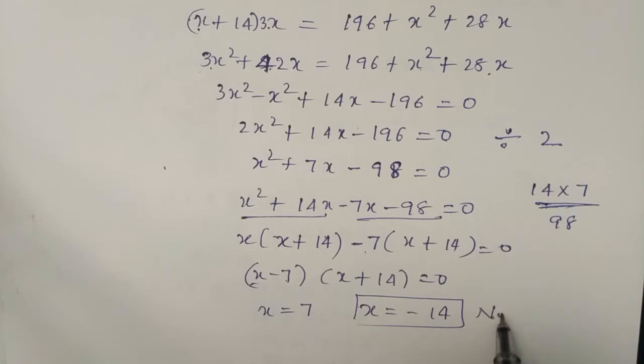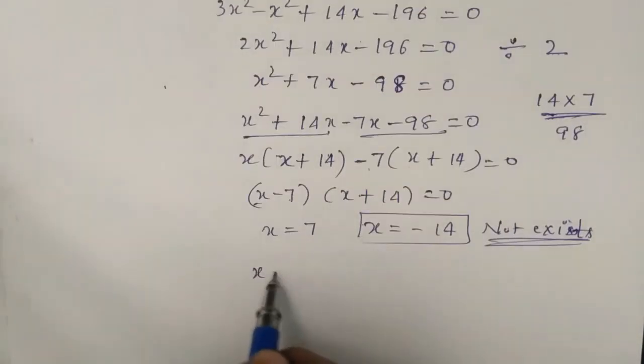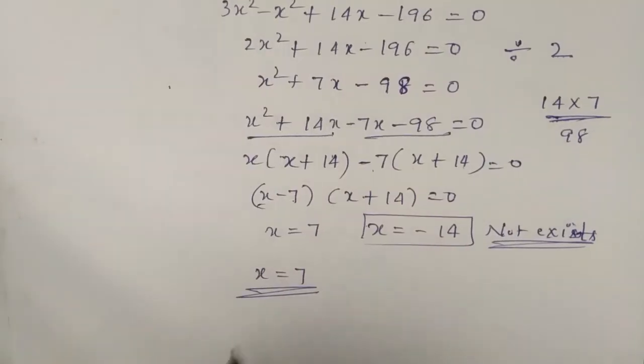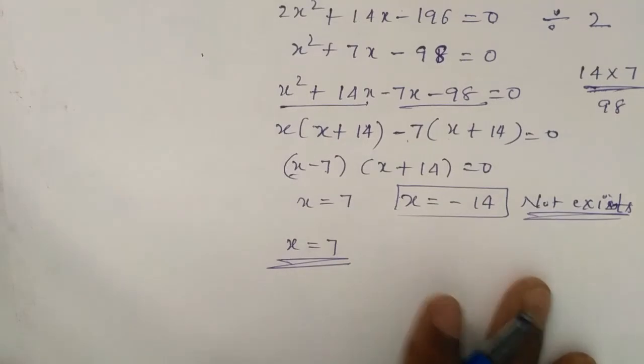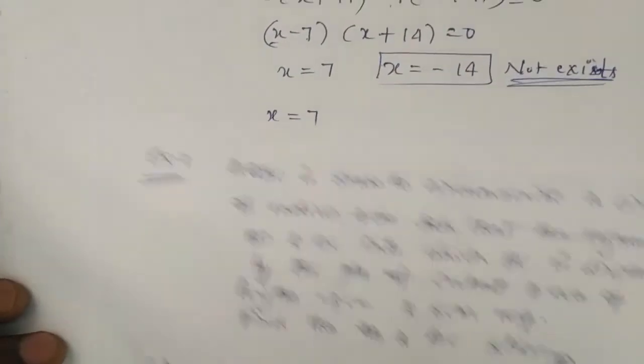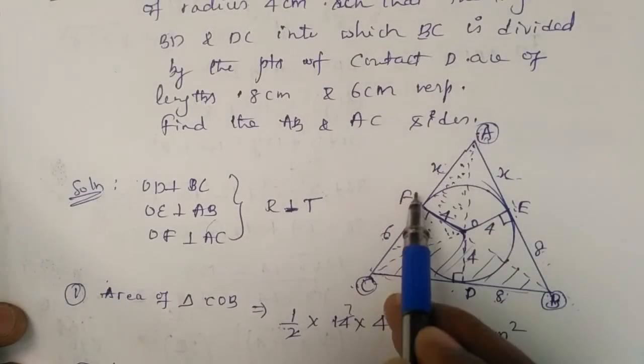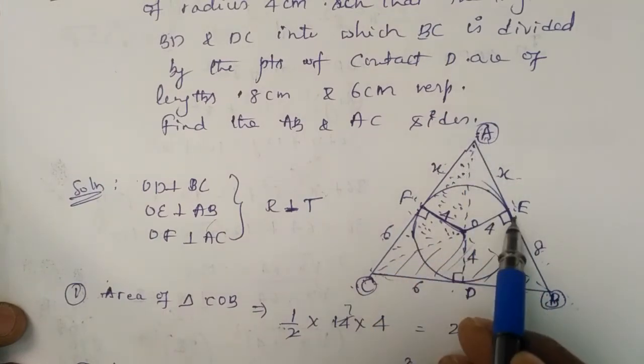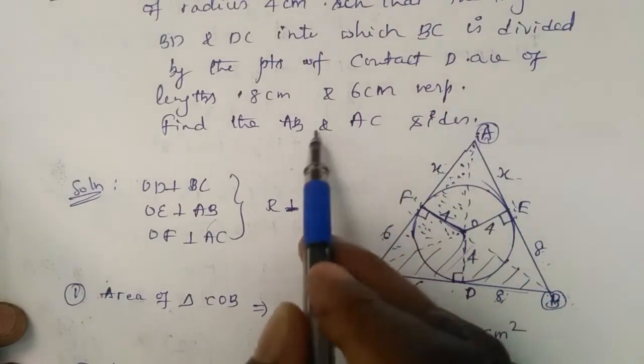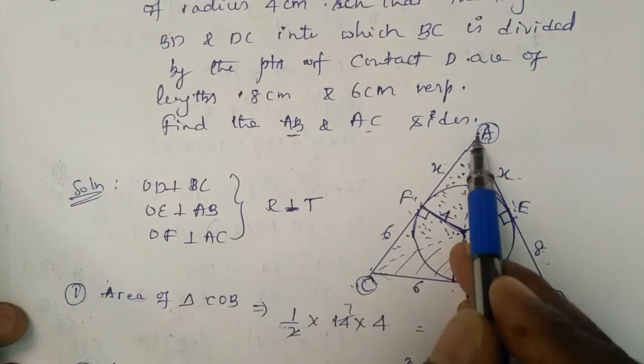Minus 14 does not exist. The reason is here we are finding the length, the distance can never be negative, therefore x value is 7. So the problem is not over yet. X value 7 is only this. We took only AF value as x and AE value as x, both are equal. The question is to find AB and AC.